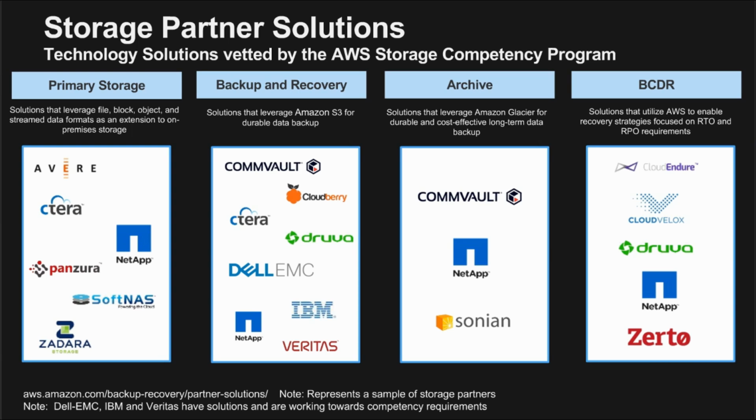But all of these vendors have built native support into their applications, and there are even more than what we're showing on the slide. It means that with something like, say, Commvault or Cloudberry, you can deploy the software, natively connect to S3 or to Glacier, and start moving data, backing up data, doing your disaster recovery, or tiering data right into AWS using an application that you already have in production today.